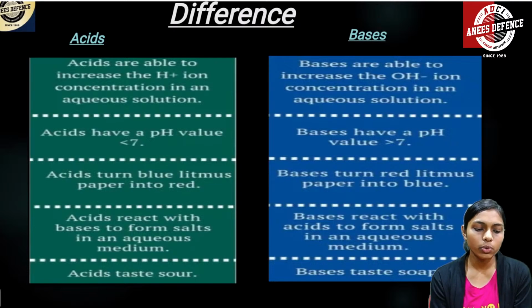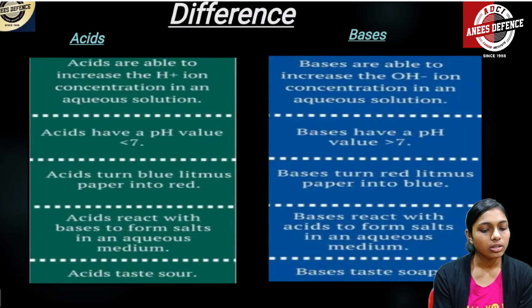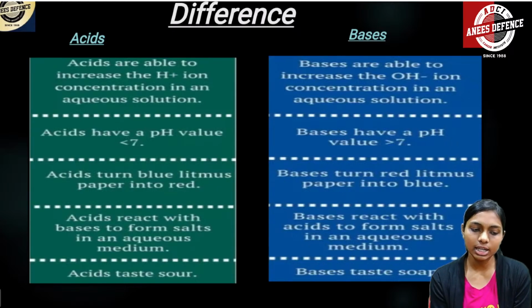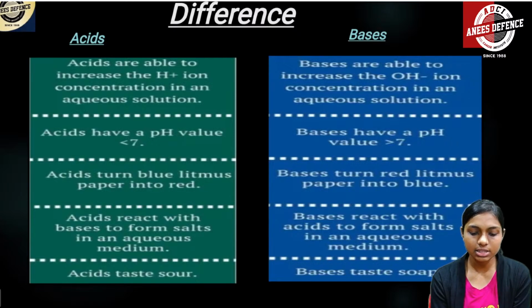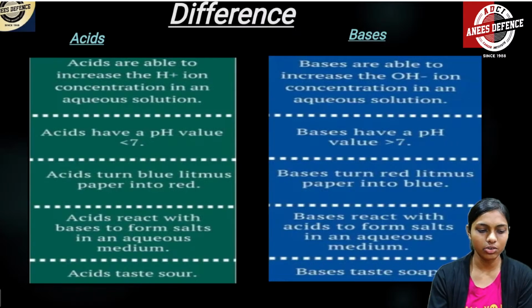Then comes the litmus paper test. Acids turn blue litmus paper red, and bases turn red litmus paper blue. The color change indicates that the litmus paper is an indicator, and it indicates whether the solution is an acid or a base. Then acids react with bases to form salts in an aqueous medium, and bases react with acids to form salts. Acids taste sour and bases taste bitter. We have already talked about that.